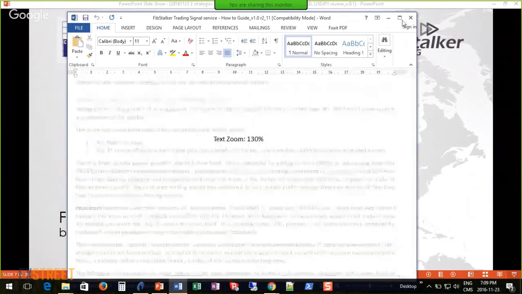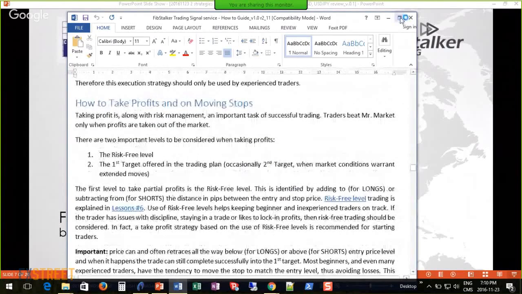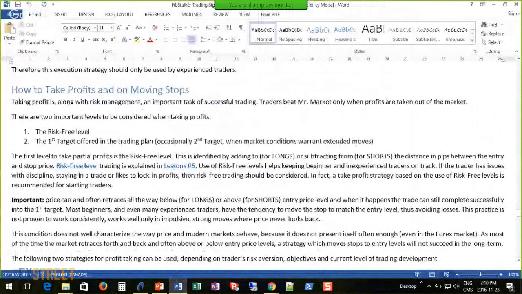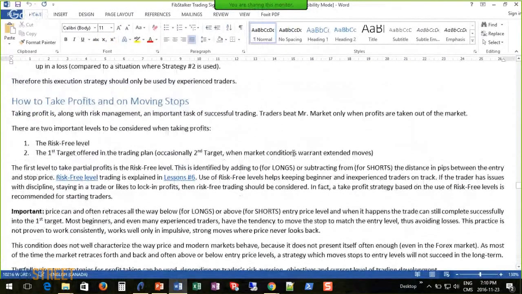I don't know if you can see this. I'll try to make this a little bit bigger here, to allow you to read. We're not going to read all this. I'm just going to show you what the two main ideas here are.